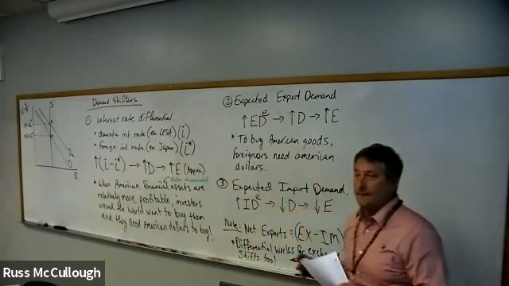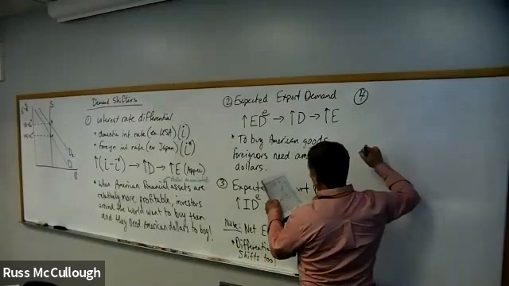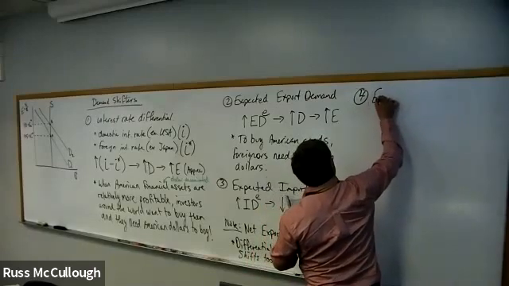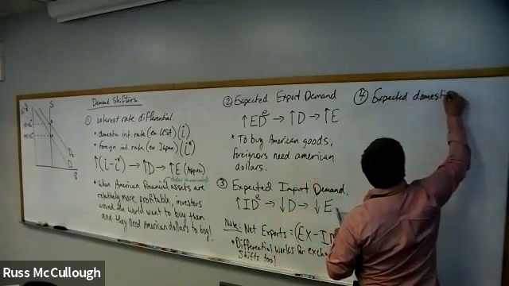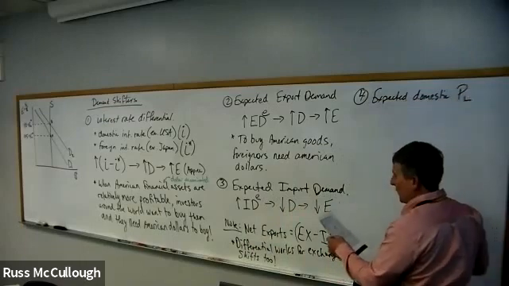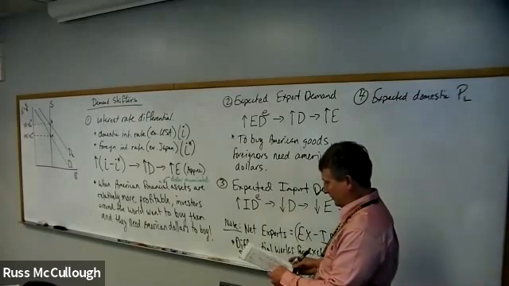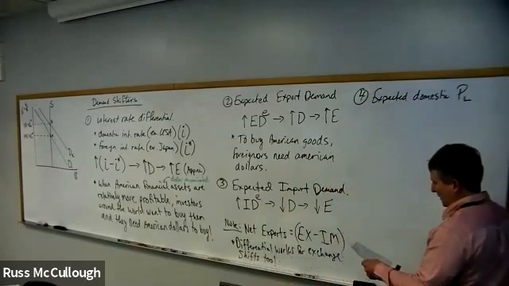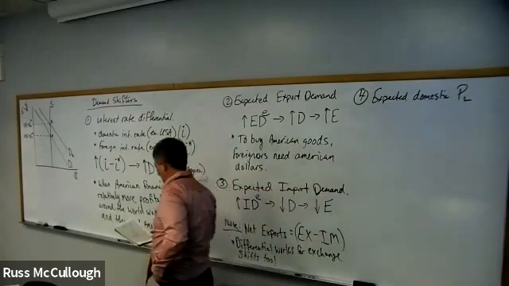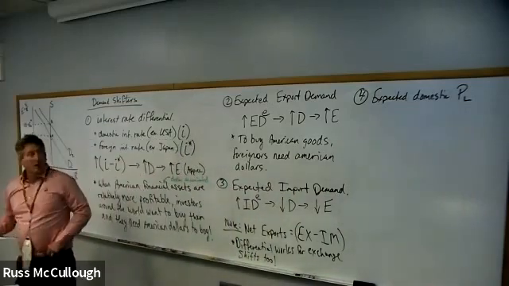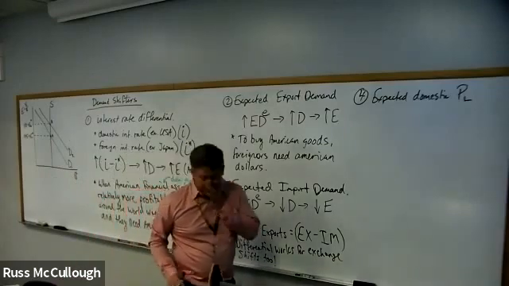Okay, any questions on that? What are we up to? Number 4. Number 4, we're going to go back up to expected domestic price level. So the U.S. price level. This one, there should be a differential too. So prices go up. We kind of left off last time with this, with the exchange rate.